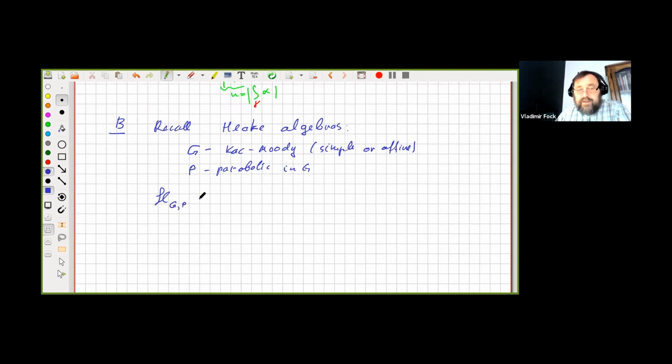is the space of functions. It's just functions on the double quotient of G over P, from the right and from the left, with respect to the convolution.